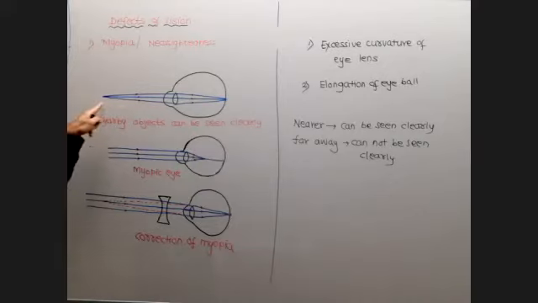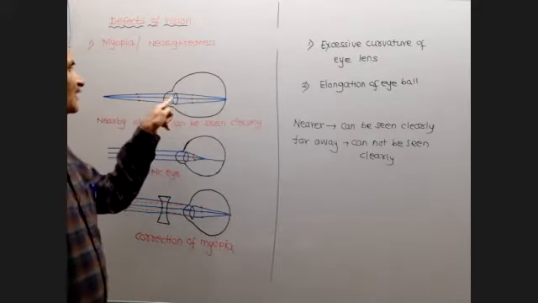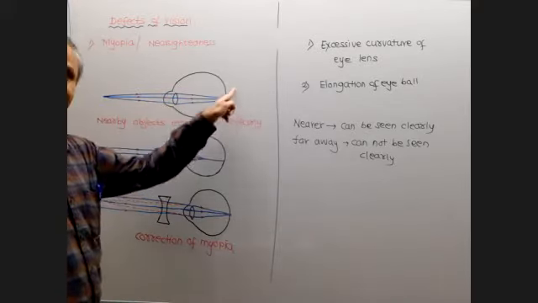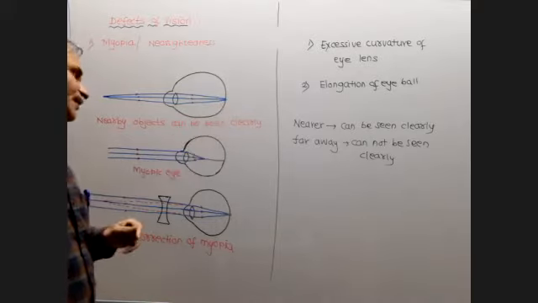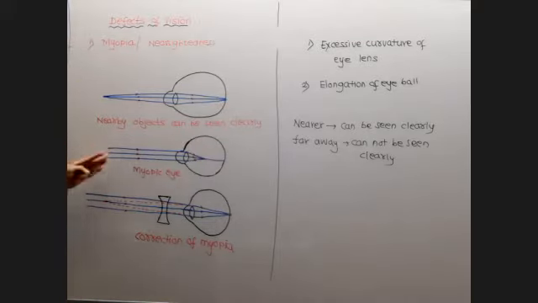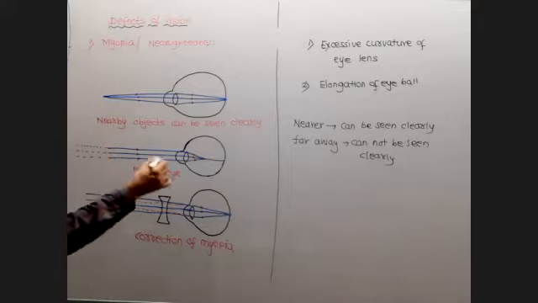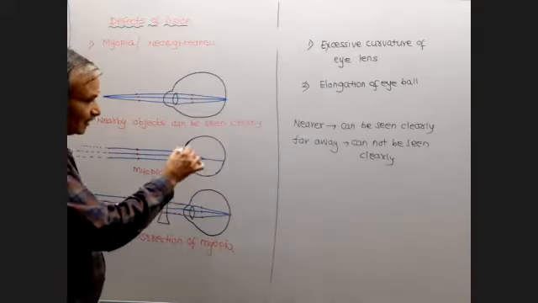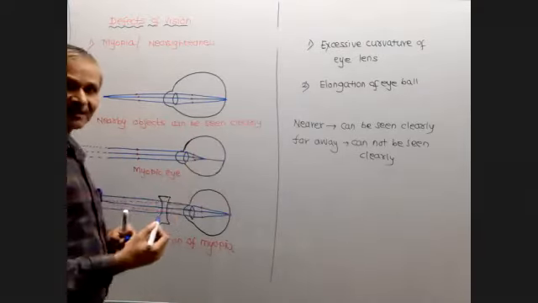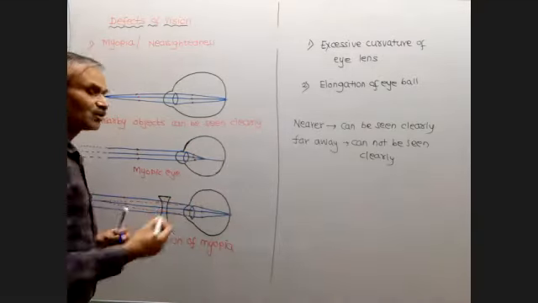So what happens? Suppose these objects are nearer to us. After refraction, the rays fall on the retina. This is the retina. So we are able to see them clearly. But the objects which are far away, that is, at infinite distance, their rays come like this. So what happens? After refraction, these rays will fall before the retina.